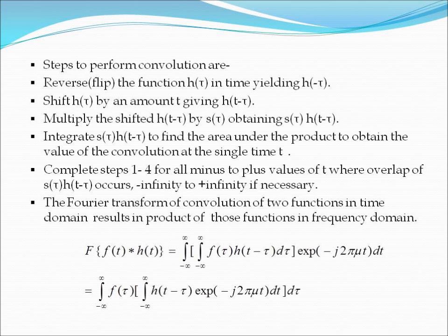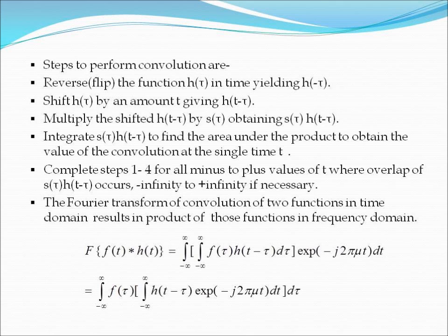Steps to perform convolution are: reverse the function h of tau in time, yielding h of minus tau. Shift h of tau by an amount t, giving h of t minus tau. Multiply the shifted h of t minus tau by s of tau, obtaining s of tau multiplied by h of t minus tau. Integrate this function to find the area under the product to obtain the value of the convolution at the single time t.